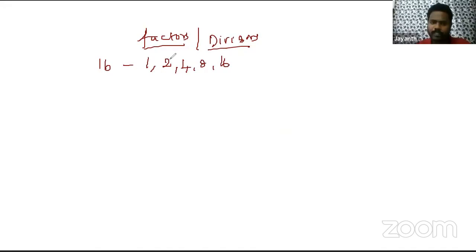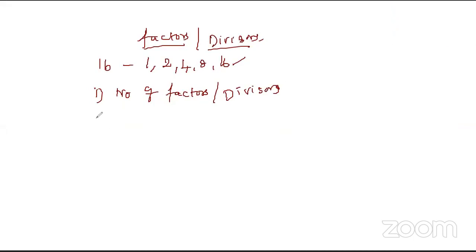1 16 is 16, 2 8s are 16, 4 4s are 16, 8 2s are 16, 16 1s are 16. These are all the factors or divisors. Factors mean nothing but what divides the given number completely. So the subtopics we are going to see today are finding the number of factors or divisors, and finding the sum of factors.